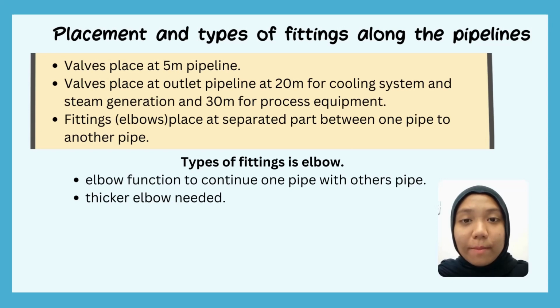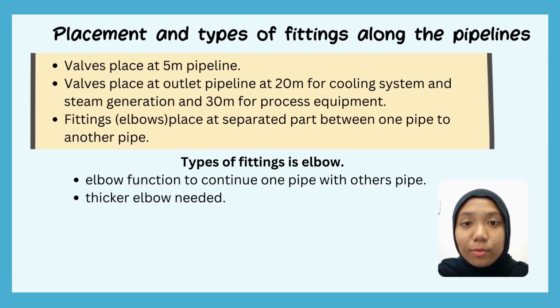For the valves, we have placed them at the 4-meter pipeline and also at the outlet pipeline at 20 meters for the cooling system and steam generation and 30 meters for process equipment. For the types of fittings, which is the elbow, we place it at the separated part between one pipe and another pipe.